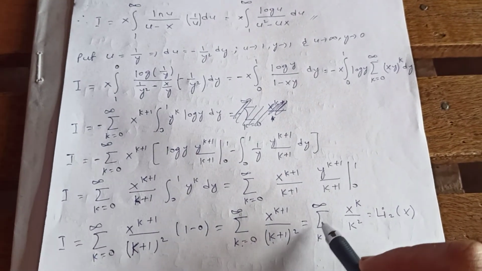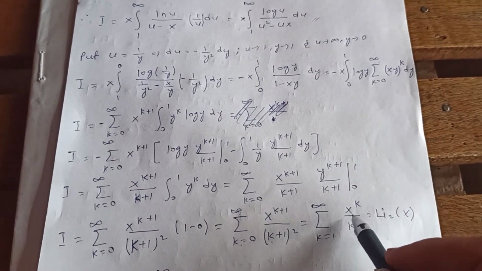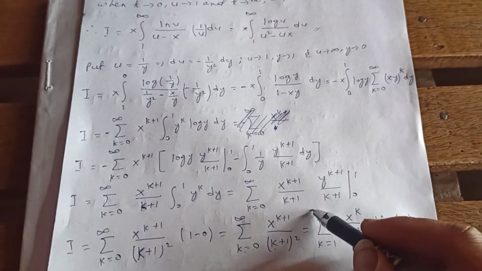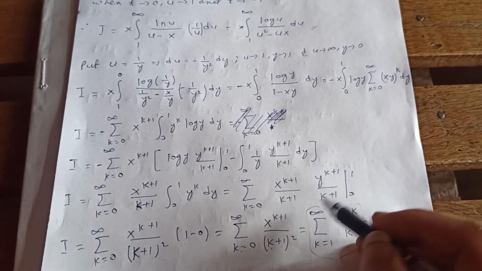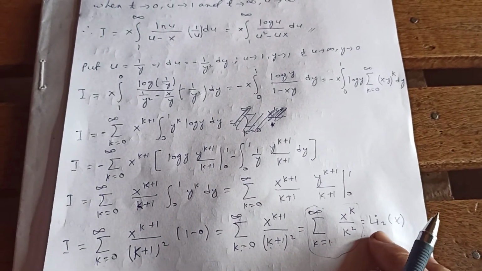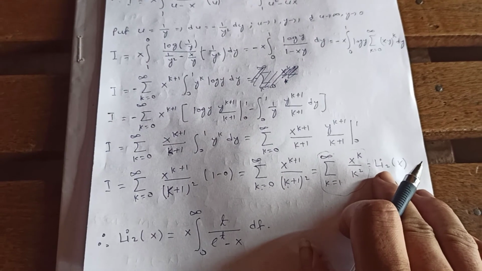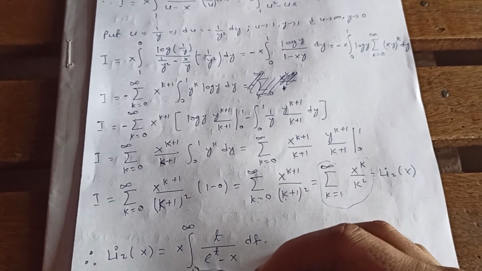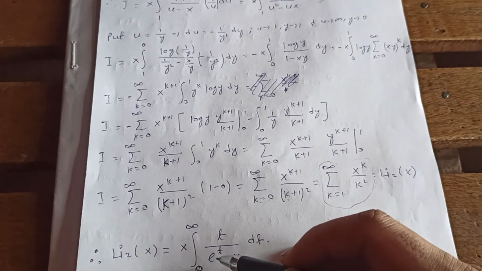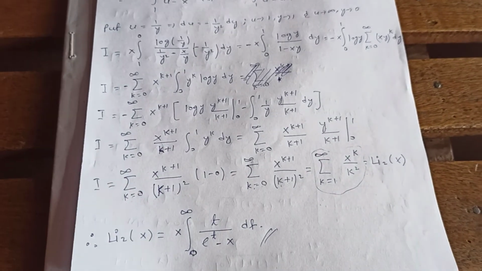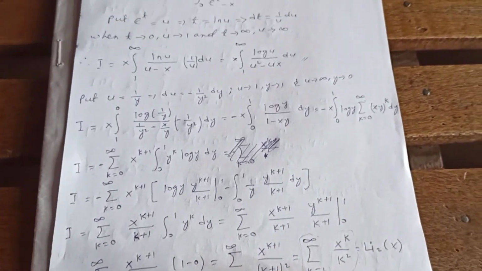This is the same as the sum from k equal to 1 to infinity of x^k over k², and this series is what we call the dilogarithm Li₂(x), okay? Therefore, Li₂(x) is equal to x times the integral from 0 to infinity of t over e^t minus x dt, okay? So this is the proof for this integral.